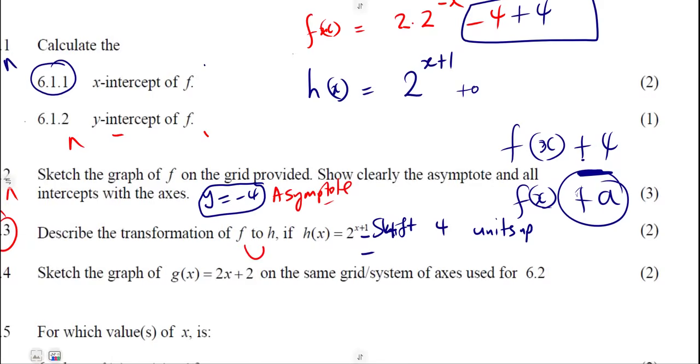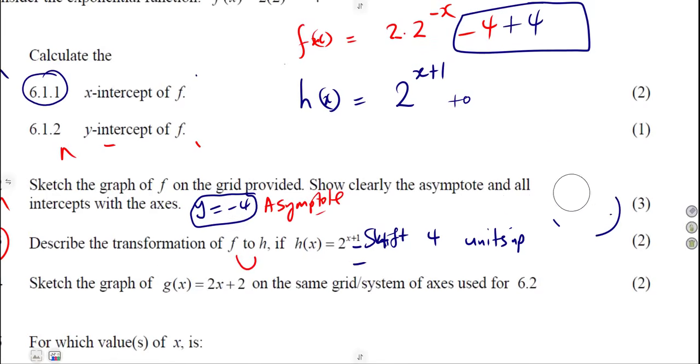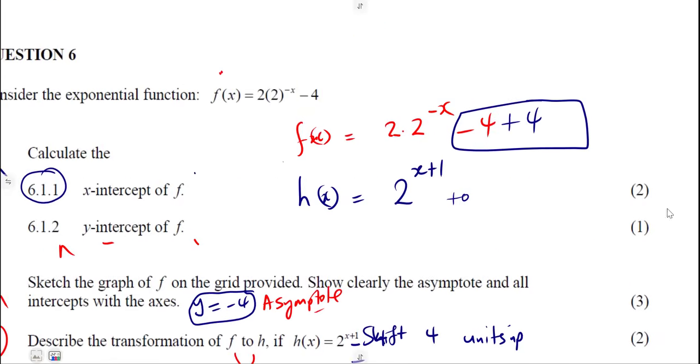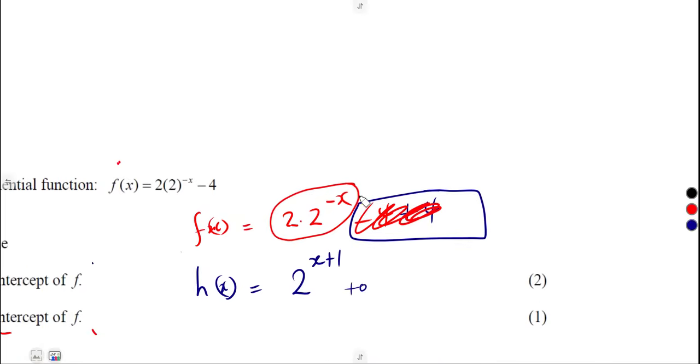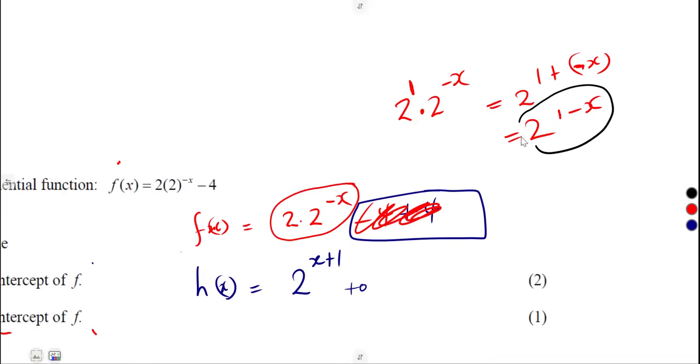What happened on the second one? To get 2 to the exponent of x plus 1, all right, this one is fine. Let's talk about this remaining part. Let's simplify it first on f of x. On f of x, 2 times 2 to the exponent of minus x means what? This is 2 to the exponent of 1, remember. So for a product, you add the exponents. It's going to be 1 plus minus x, which is 2 to the exponent of 1 minus x. This is the original representation from our f of x.